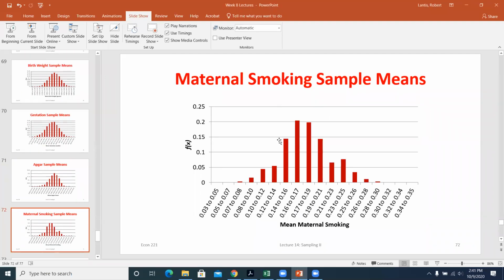this variable of maternal smoking, right? It was a proportion because it was just a 0-1 variable, so it was really just telling me what proportion of mothers smoke. It'll be very similar to what we did with the sample mean distribution, but some things will be a little bit different. Right? So we'll do that on Monday.